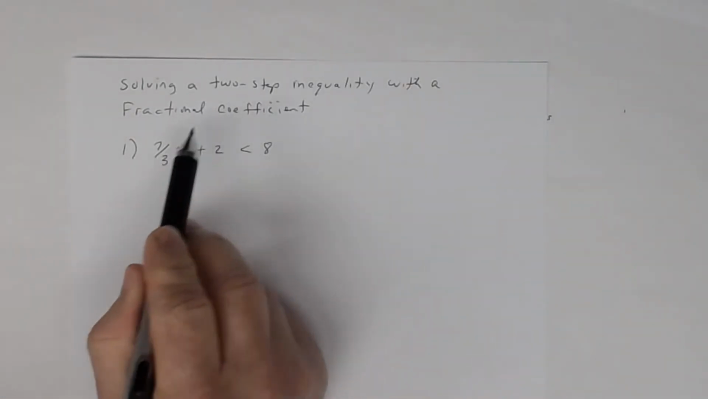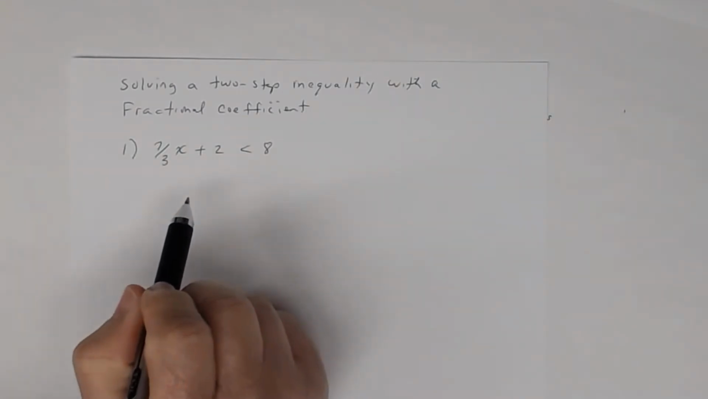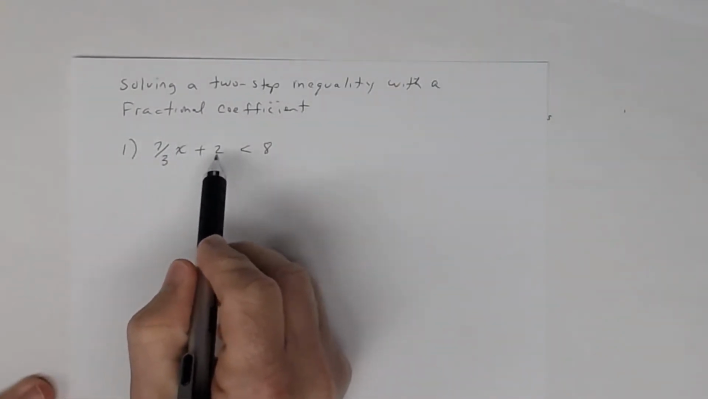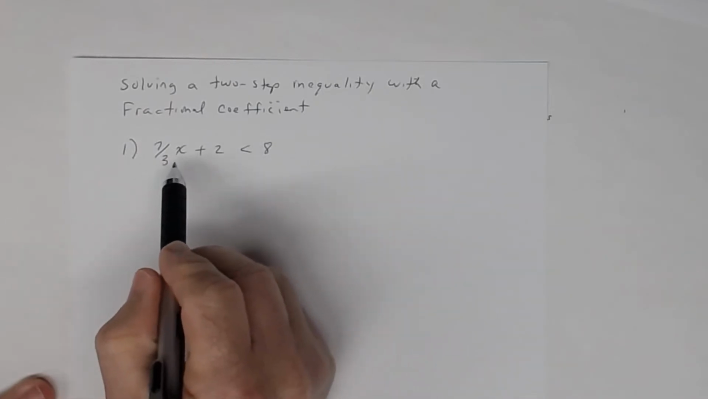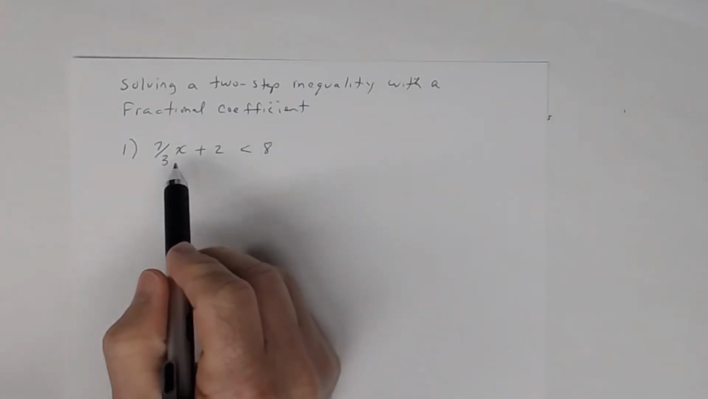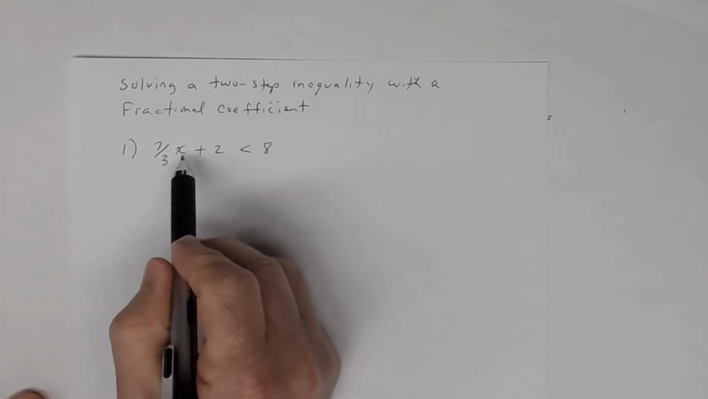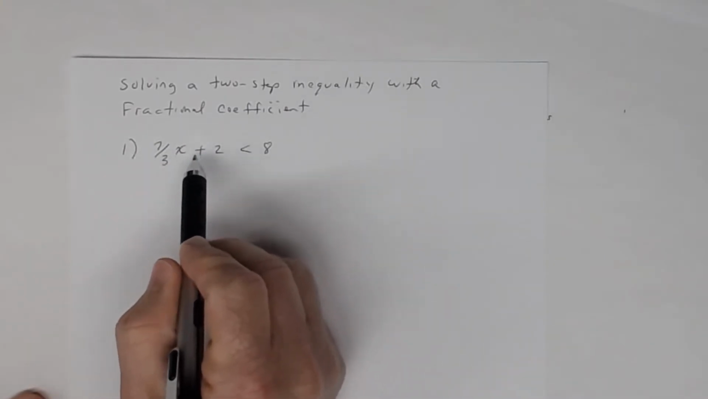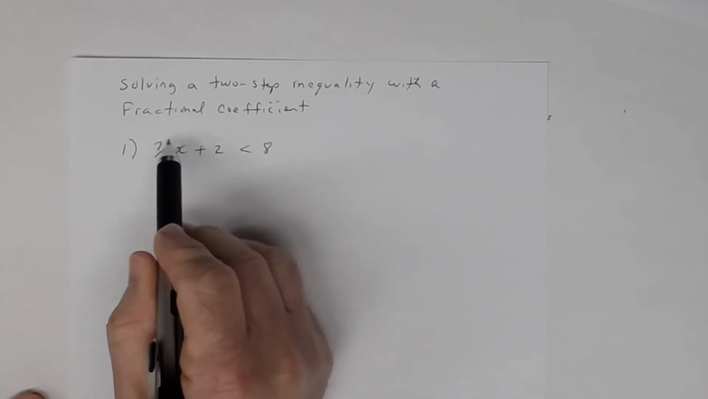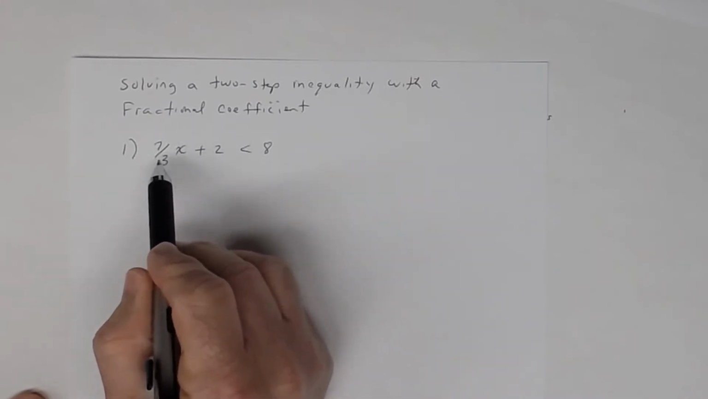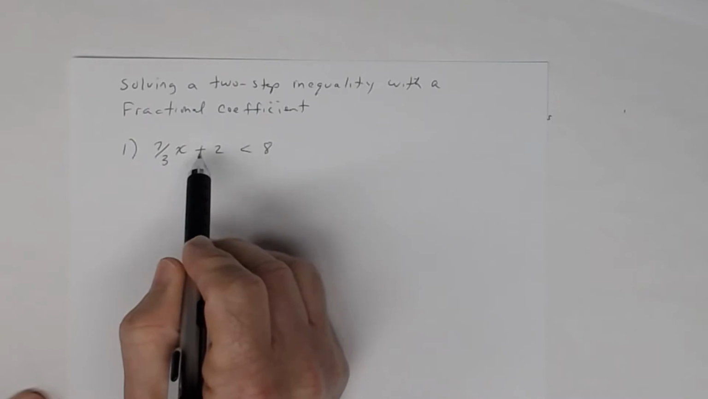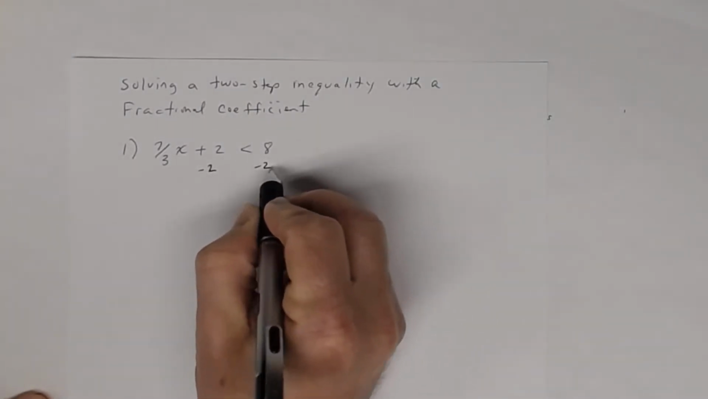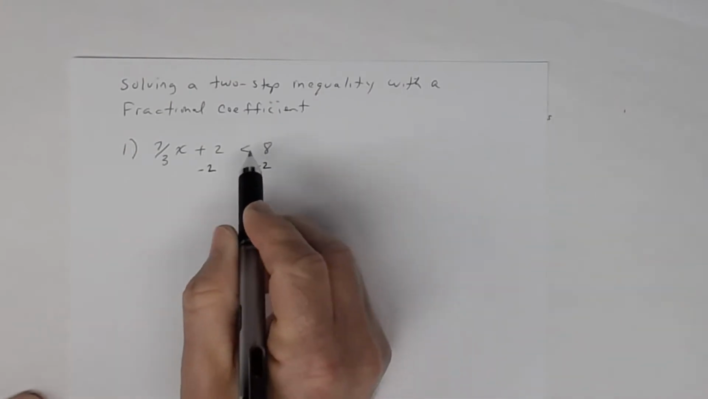And remember, it's called a two-step inequality. Basically, you can solve this in two steps. So the first thing you want to do when solving a two-step inequality or any equation or inequality is to try and get the variable term by itself. So right now, I'm adding 2 to this variable term that I'm circling, and the opposite of adding 2 is to subtract 2.